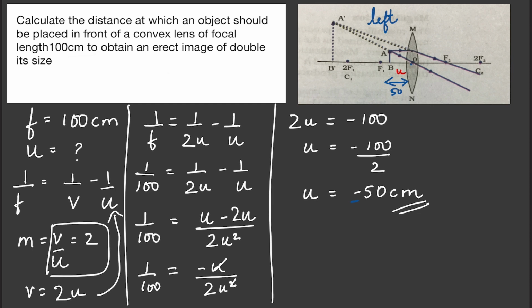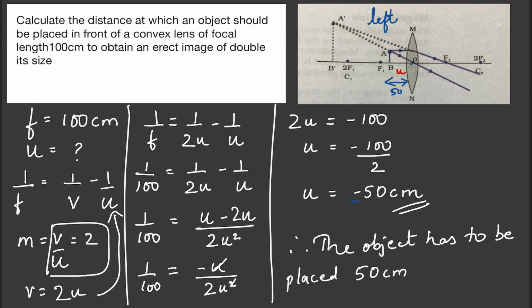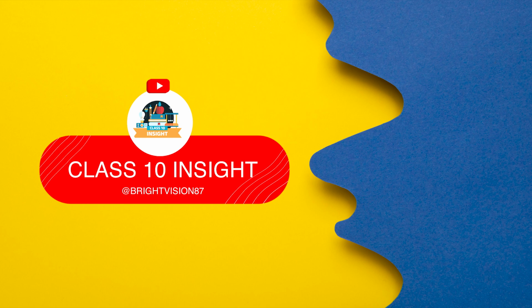So what is the answer? Therefore, the object has to be placed 50 centimeter in front of the lens, that is to the left side of the lens.